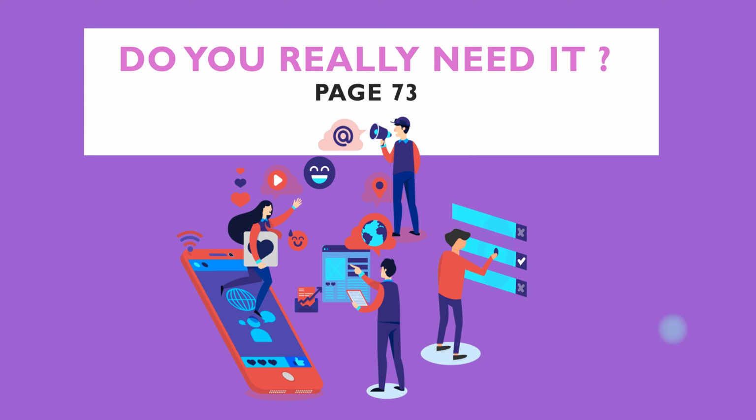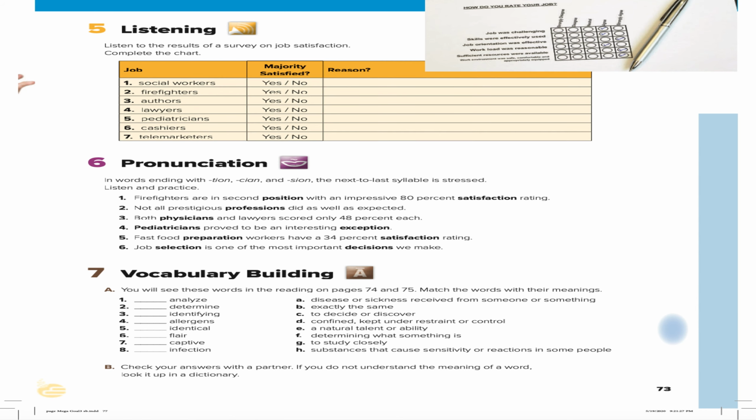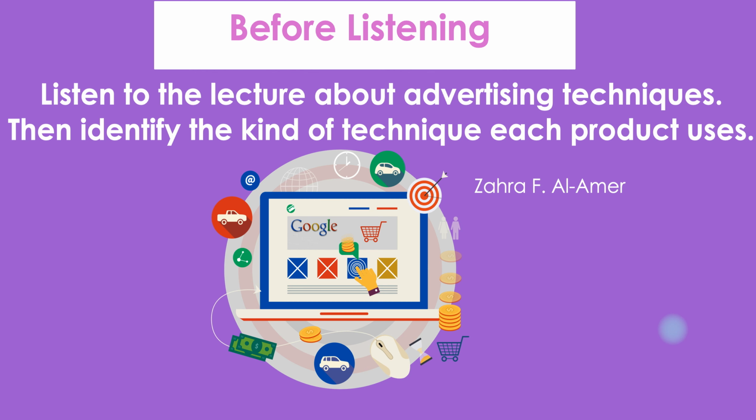So Unit number 5 is called Do You Really Need It? Please move on to page number 73. In this lesson we will be covering the listening part as well as the pronunciation and of course the vocabulary building. So right now I'd like you to move to page number 73 and let's start with the listening part. Right now you will be listening to the lecture about advertising techniques and you are asked to identify the kind of techniques each product uses.